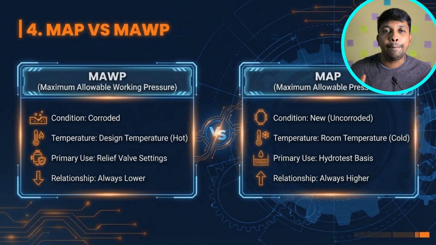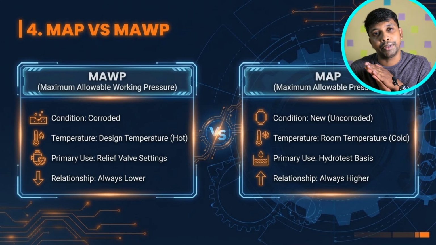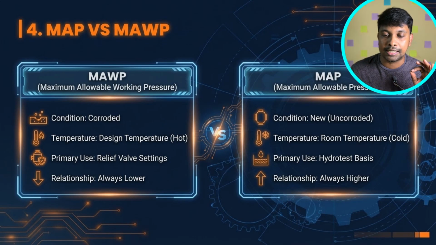Okay, what is MAP? Actually the main difference is just a simple thing. For MAP we have to calculate everything in the new condition. That means if there is any tolerance, we don't need to consider those tolerances. If there is any corrosion allowance, we don't need to consider any corrosion allowance.